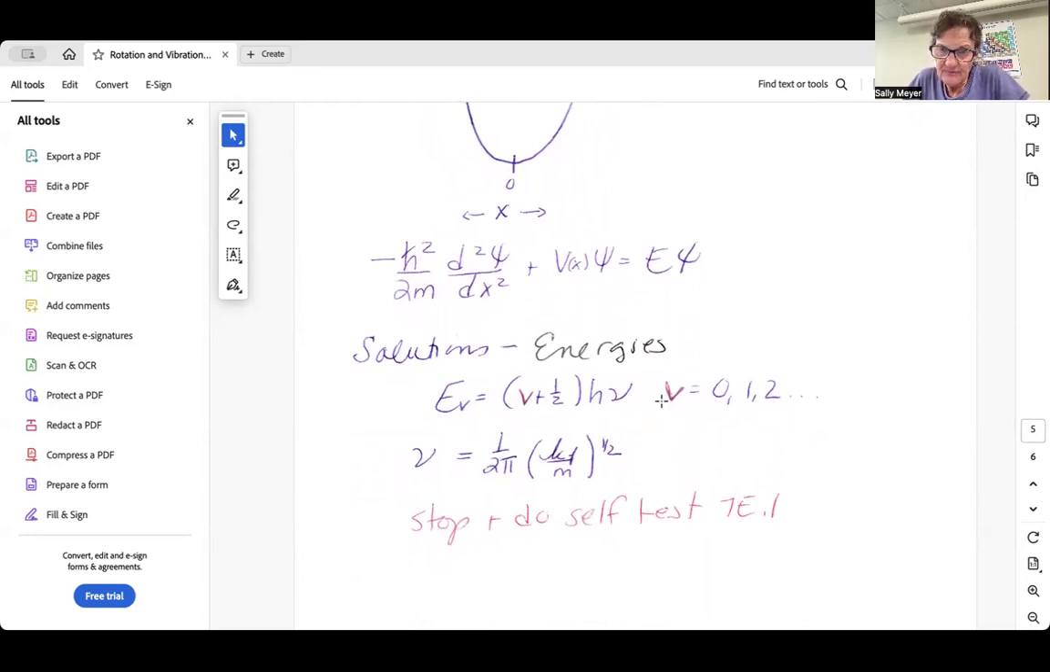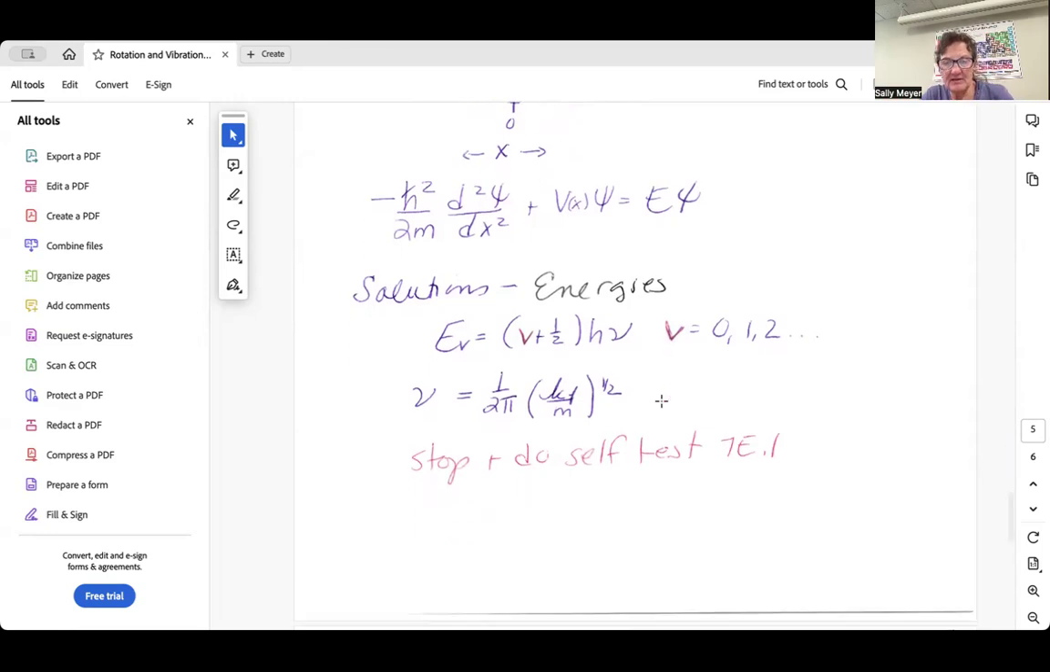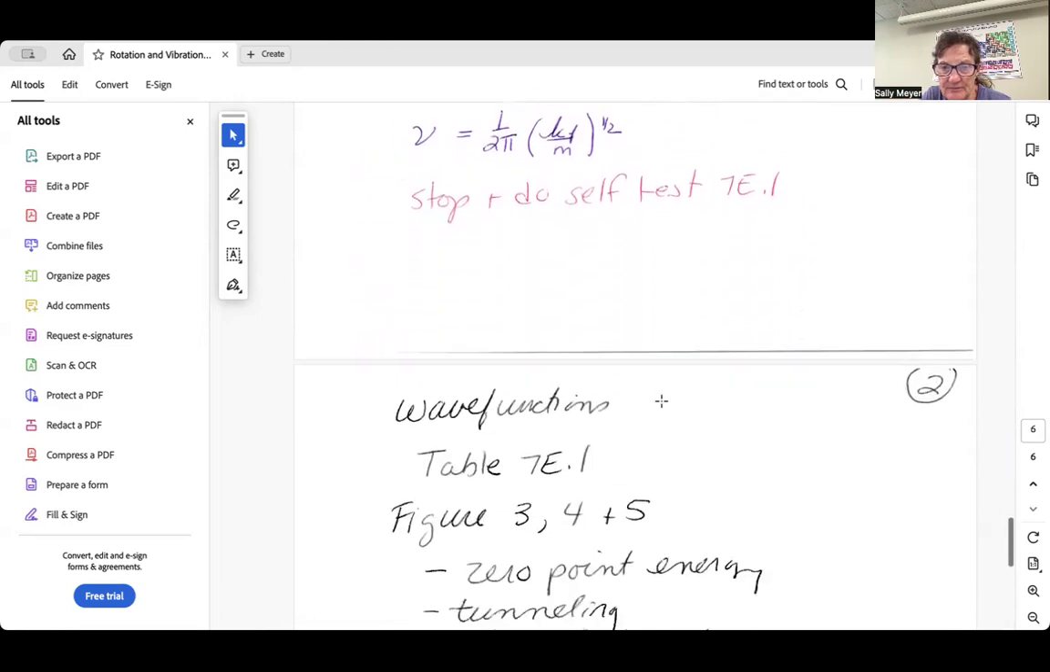And so the energies are quantized, and the energy E as a function of v, a quantum number 0, 1, 2, and so on. It's kind of hard because v, which I put here in red, and nu, the frequency, look very similar. But the energy is a function of a quantum number multiplied by Planck's constant times the frequency. And the frequency is a function of that restoring force constant, k_f, and the mass of the particle that's vibrating. So stop and do self-test 7E.1.